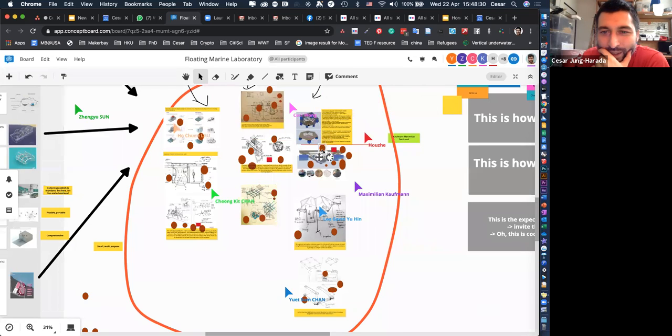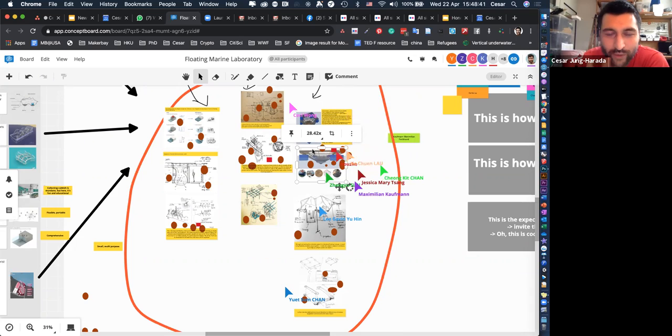Then Canosa's design: 1, 2, 3, 4, 5, 6, 7, 8. So it looks like Canosa's hexagonal design has the most votes.